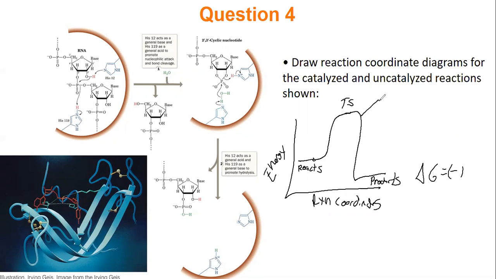I just drew an uncatalyzed version. The catalyzed version, let me do green here. The only thing it changes is the energy of the transition state. The energy of the reactants is the same. The energy of the products is the same. Delta G is the same. The only thing that changes is delta G double dagger, where that difference is called delta G double dagger. So that diagram is a reaction coordinate diagram.